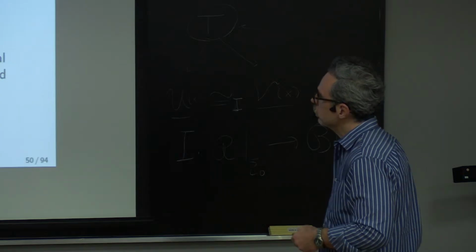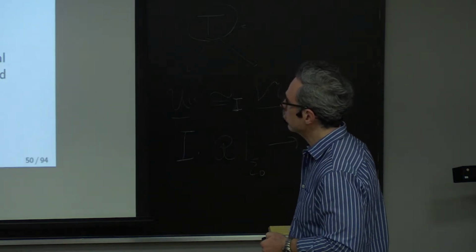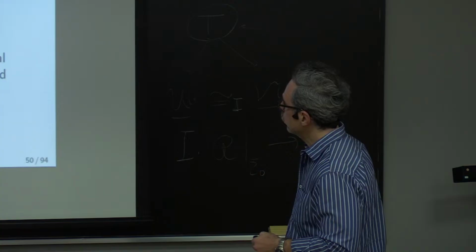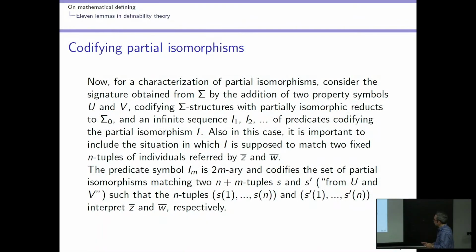Let me show this. Codifying partial isomorphisms. For the characterization of partial isomorphism, we have almost the same setup: sigma, two property symbols U and V, codifying sigma structures with isomorphic redux. This is the idea. And an infinite sequence I1, I2 of predicates codifying the partial isomorphism I.